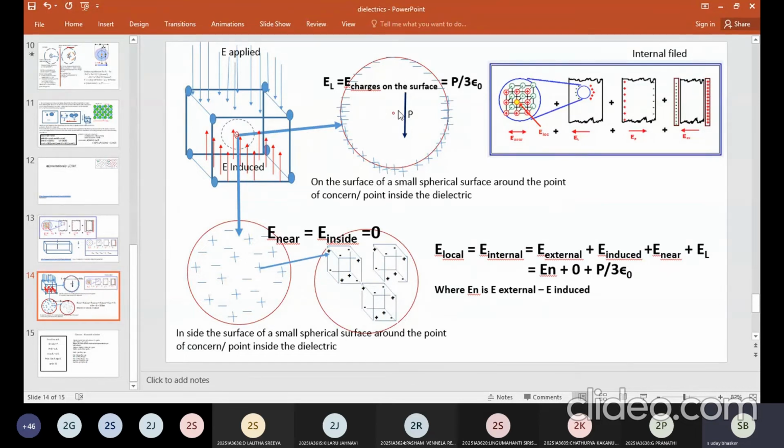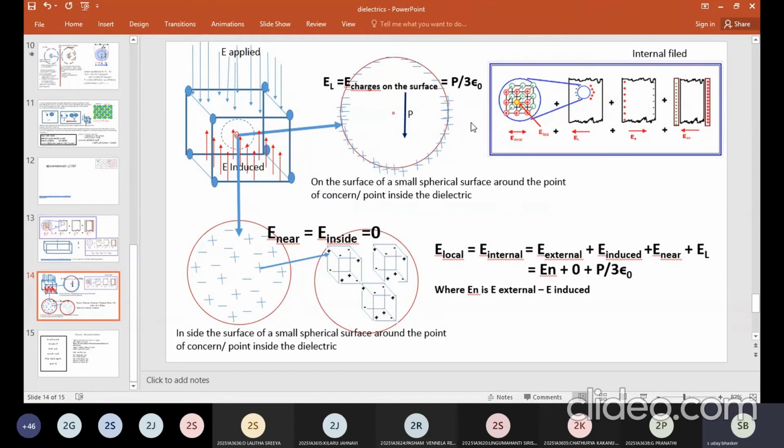Now this electric field, because of the charges on the surface, is as such given by P by 3 epsilon naught. Sir, how did you get this expression? Again, that's a derivation which is not in the syllabus, so you don't have to worry. If you are really interested, I can suggest some, I can copy down and give you the derivation part here also.